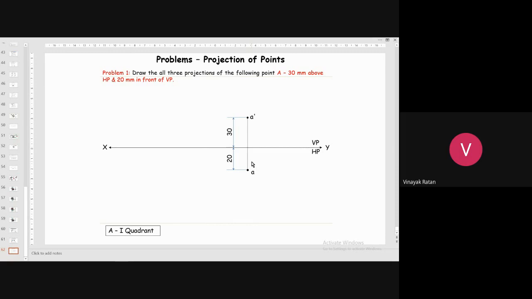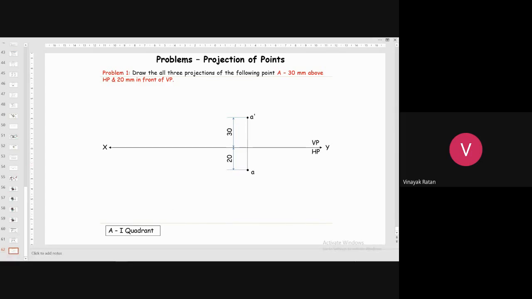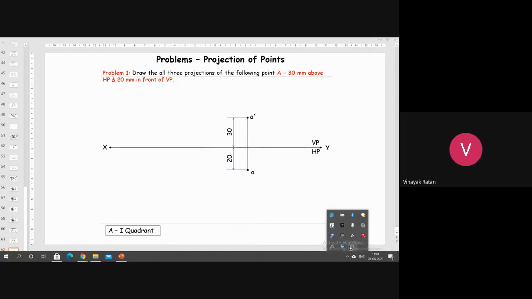Now how will you draw the side view? This you can easily draw: front view and top view of a point A. Now how will you draw the side view? Where is the side view of a point with respect to first quadrant? Whether it is above XY line or below XY line.